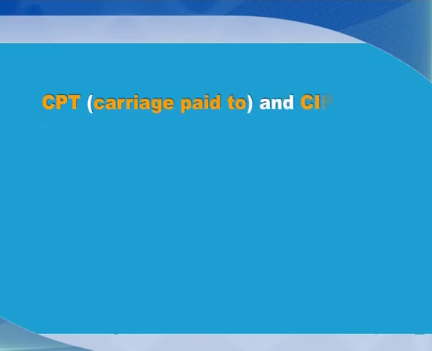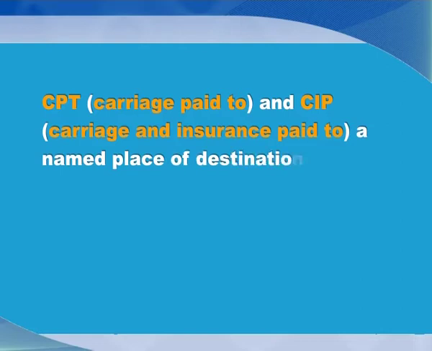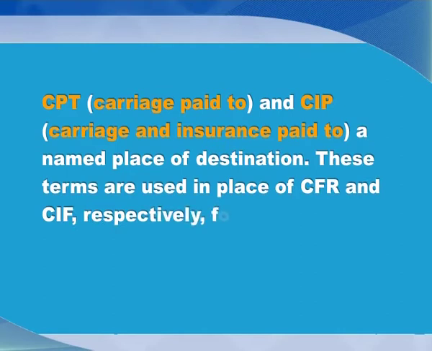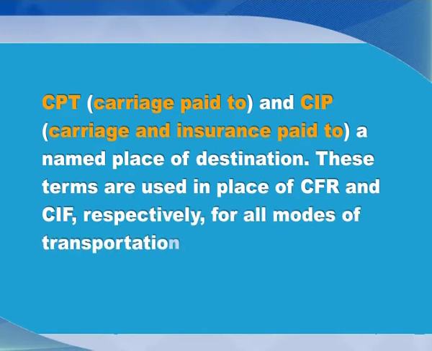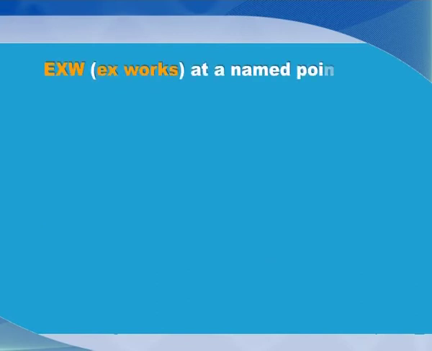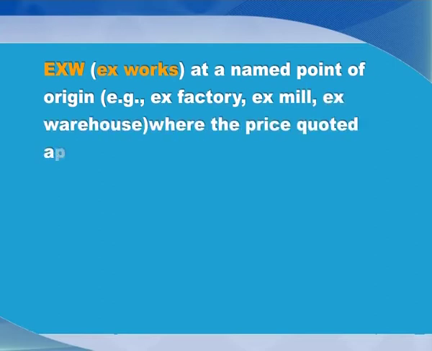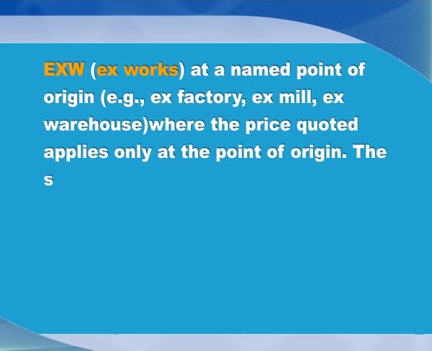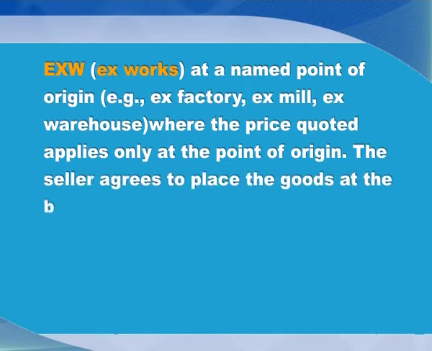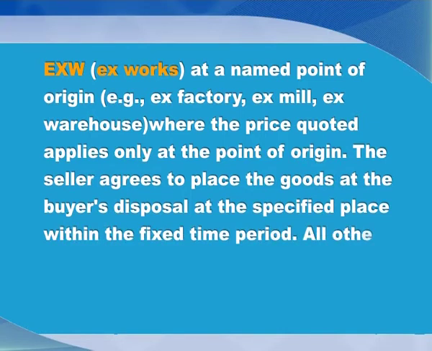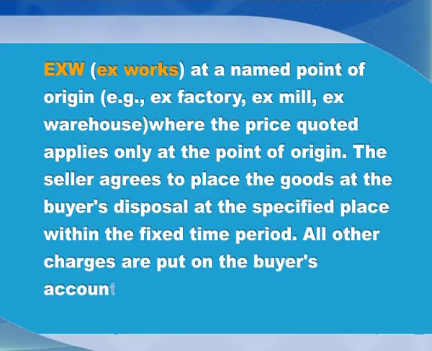CPT, carriage paid to, and CIP, carriage and insurance paid to, a named place of destination. These terms are used in place of CFR and CIF respectively for all modes of transportation, including intermodal. EXW, Ex Works, at named point of origin, where the price quoted applies only at the point of origin. The seller agrees to place the goods at the buyer's disposal at the specified place within the fixed time period. All other charges are put on the buyer's account.